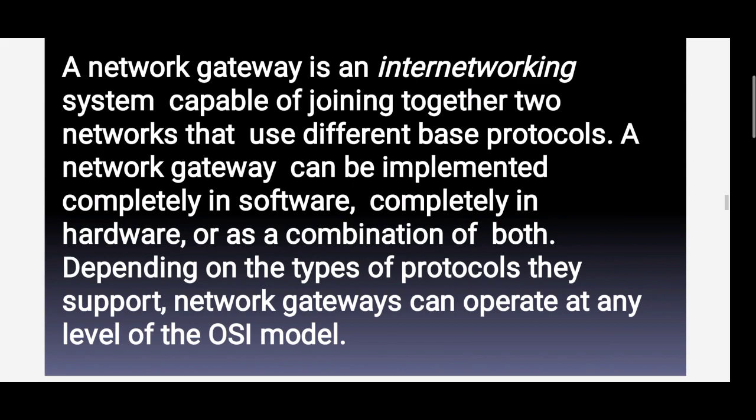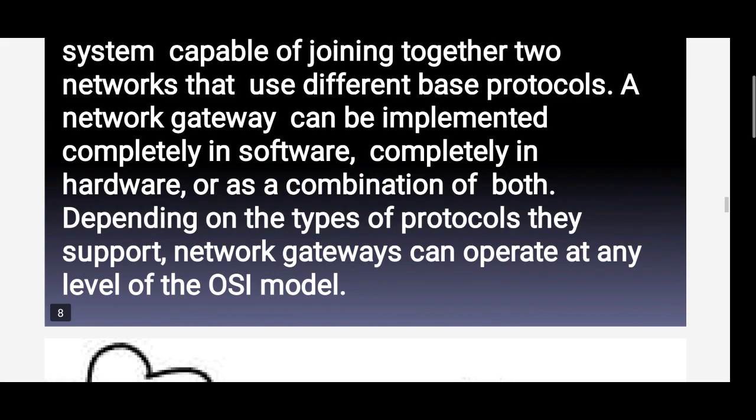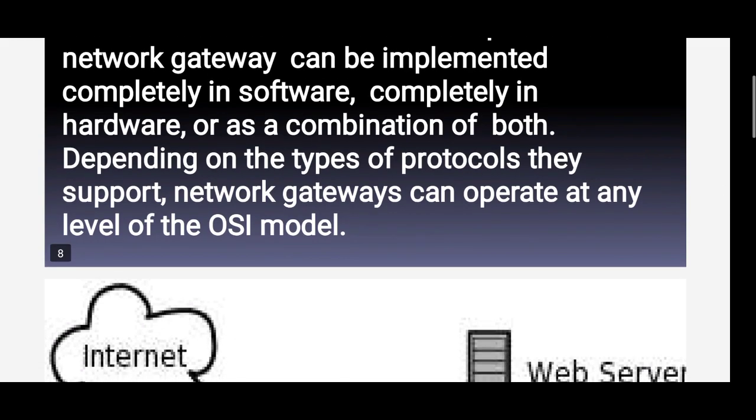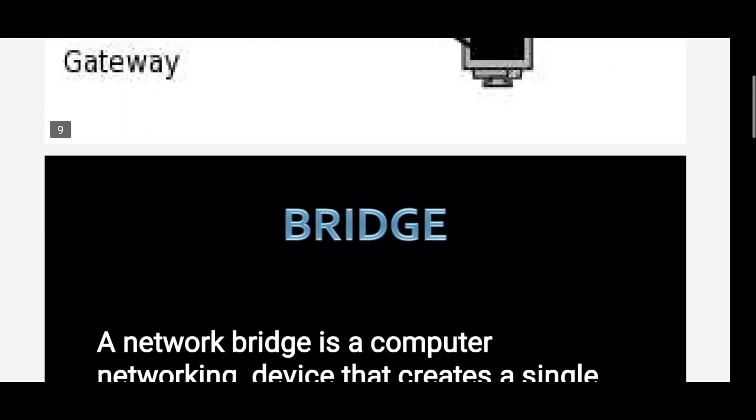A network gateway can be implemented completely in software, completely in hardware, or as a combination of both. The gateway can be implemented in software and hardware, both of them, depending on the types of protocols they support. Networking gateways can operate at any level.